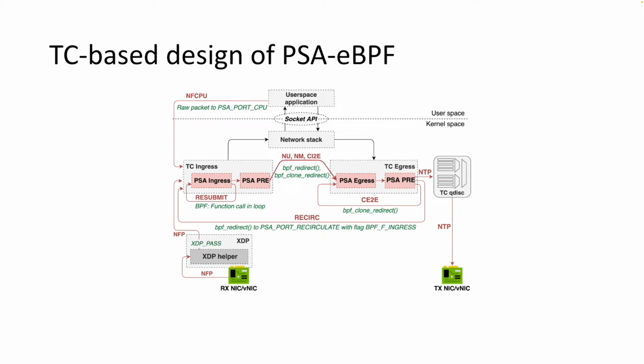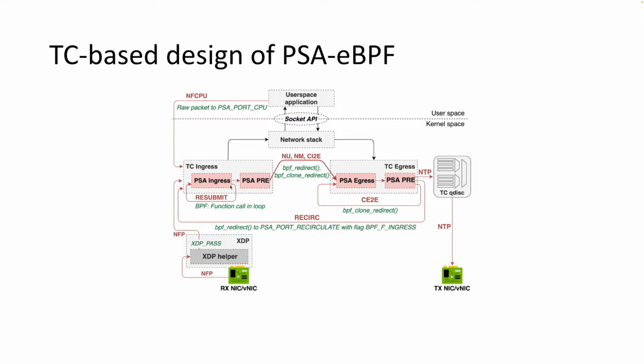PSA eBPF implements all packet paths defined in the PSA specification. In this diagram, the red color shows the PSA packet paths, while the green color represents the eBPF implementation. I have already described the basic packet paths, including the NFP path, also the normal unicast, normal multicast, and clone ingress to egress.